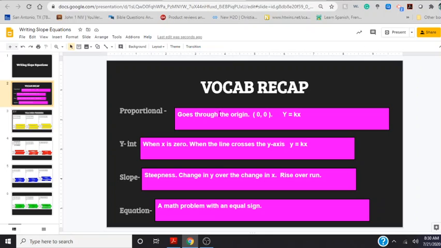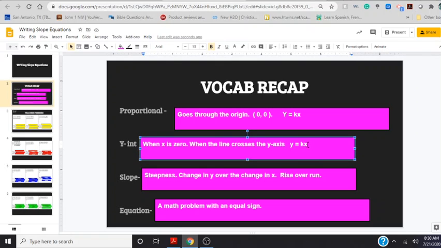So proportional means it goes to the origin, 0, 0. The y-intercept is when x is 0, and at any point when the line crosses the y-axis. The difference between proportional and y-intercept is that the y-intercept can be any number. For example, if I said when x is 0, the y-intercept can be at 0, 1, or at 0, 2, or 0, 3, or 0, 100. It's whenever x is 0 and it crosses the y-axis. That would be the y-intercept.